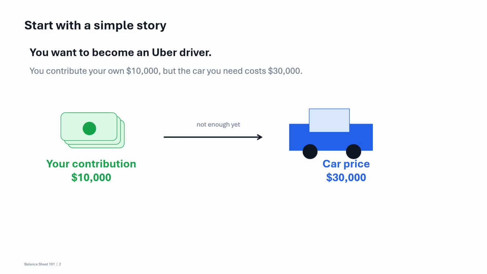This is a simple personal example, but it already contains the logic of corporate finance. A business needs resources to operate. In this case, the resource is a car. But resources need to be financed somehow. They can be financed by your own money or by borrowing from someone else. This is exactly what a balance sheet is designed to show.